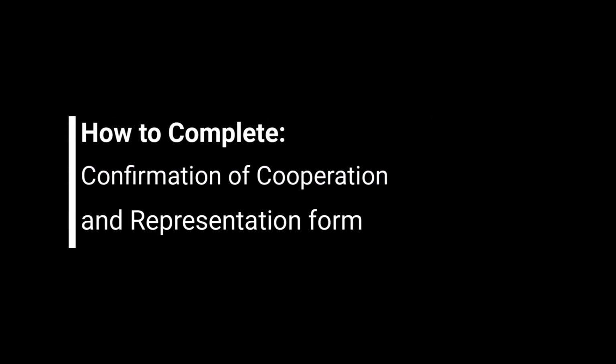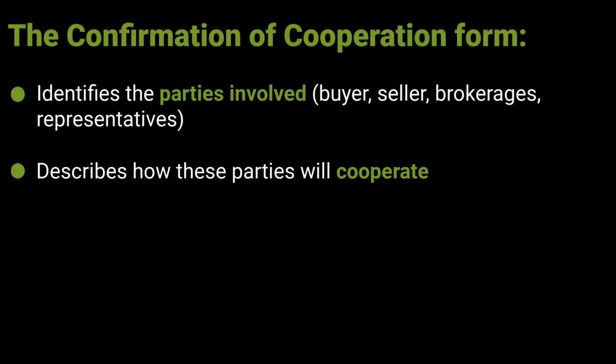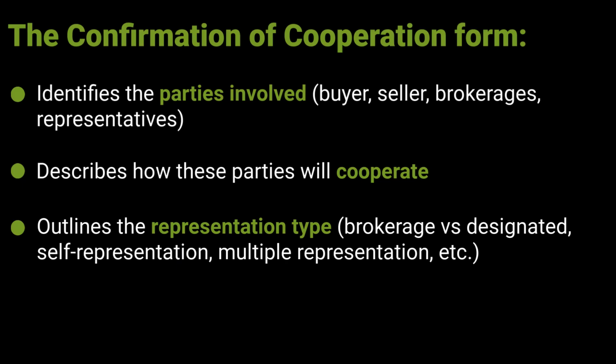In this video, we will look at the Confirmation of Cooperation and Representation form. The purpose of this form is to identify the parties involved in the transaction, for example, who is the buyer, who is the seller, and which brokerages and representatives are involved, and to describe how the brokerages and representatives will cooperate. It also outlines how the client will be represented by the brokerage and how commissions will be paid.